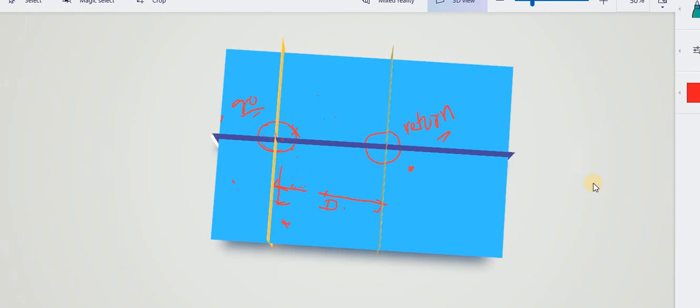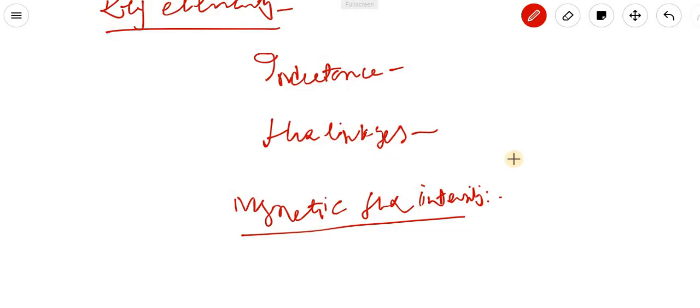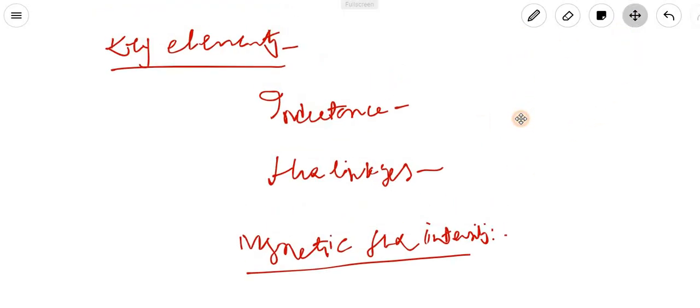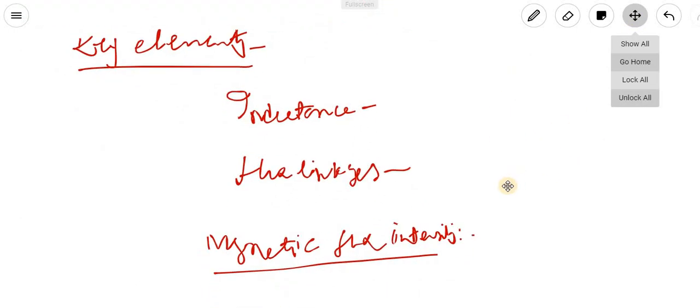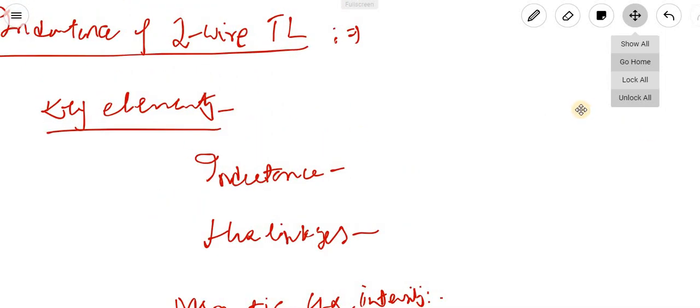So, let's discuss one vital topic. We can title it the inductance of a two-wire transmission line. What is an inductor? With this, we will be discussing some key elements: the inductance, the flux linkage, and the magnetic field intensity. So let's start.